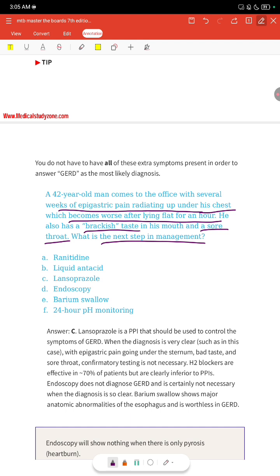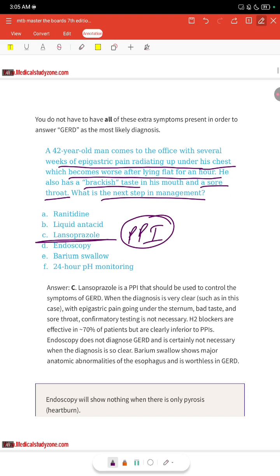What is your answer? The answer is lansoprazole, a PPI, proton pump inhibitor. And why is lansoprazole the next step in management? Let's discuss it and break it down simply. Lansoprazole is a PPI that should be used to control the symptoms of GERD. When the diagnosis is very clear, such as in this case, with epigastric pain going under the sternum, bad taste, or sore throat, confirmatory testing is not necessary, because it is the typical presentation of GERD symptoms.